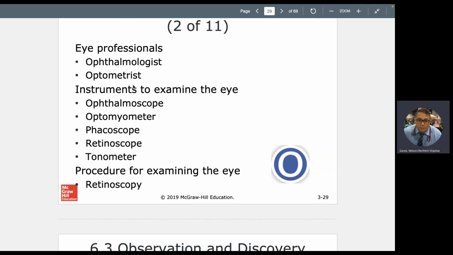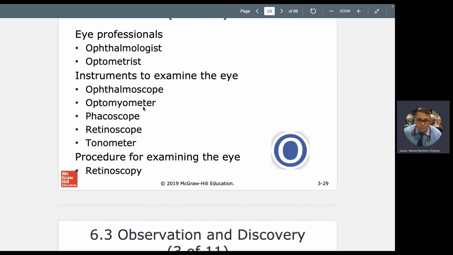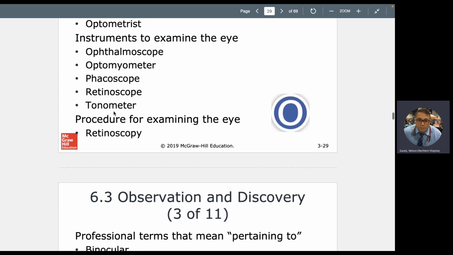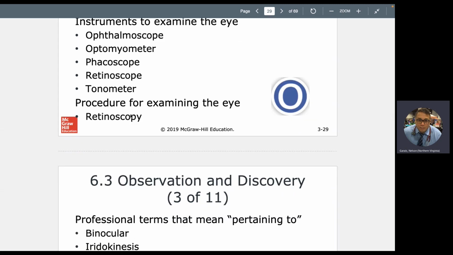Ophthalmologist, optometrist, optician, scope, meter, myometer measures what? The muscles of my eye. A phacoscope and retinoscope, it's the actual machine. Retinoscopy is the actual process. Tonometer is the actual machine that measures the tono, or pressure, of your eye for glaucoma screening. And glaucoma is a disease where your intraocular pressure is too high. And tonometry, remember the Y gives it away that it's the actual procedure.